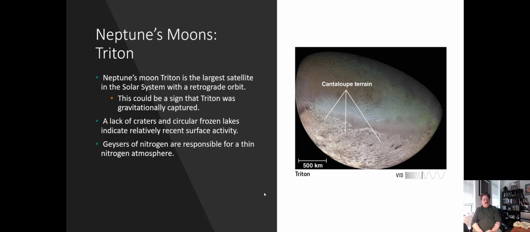Neptune's largest moon is Triton. It is the only large moon that is in a retrograde orbit. This is again highly irregular, simply because it is a substantial moon. It is spherical under its own mass, and so because it is in a retrograde motion, we again believe that this is a sign of gravitational capture.